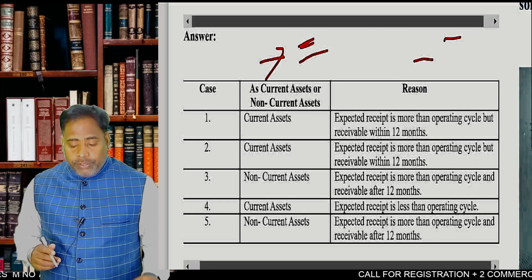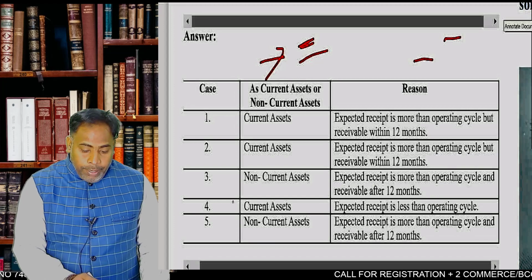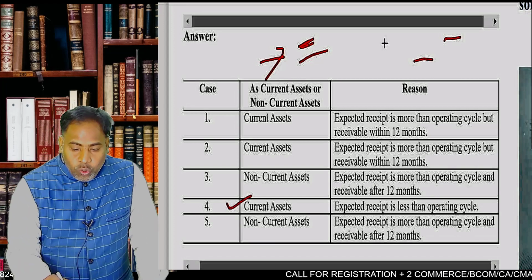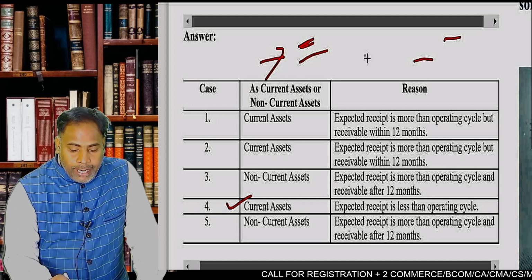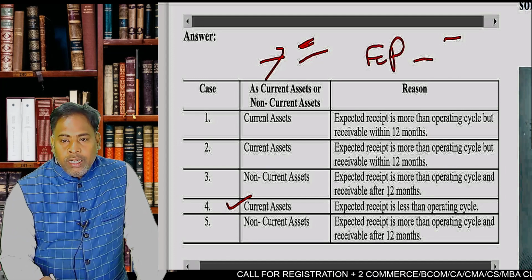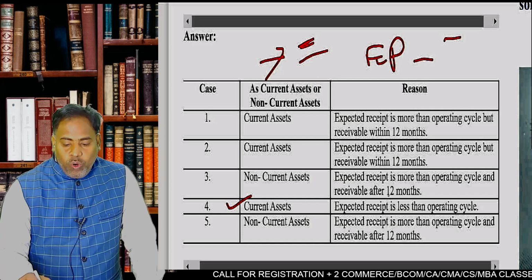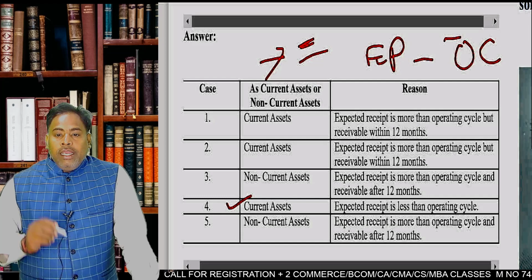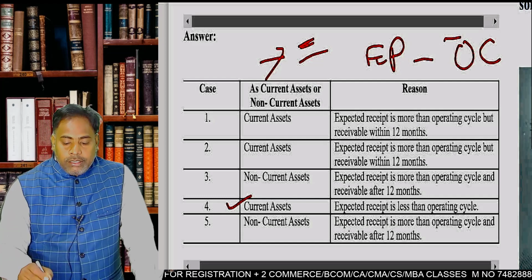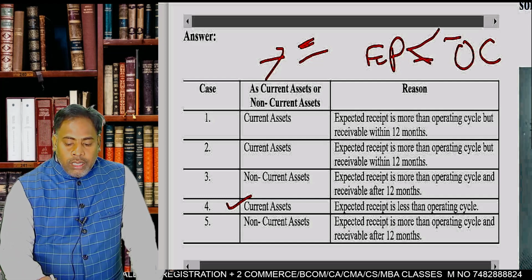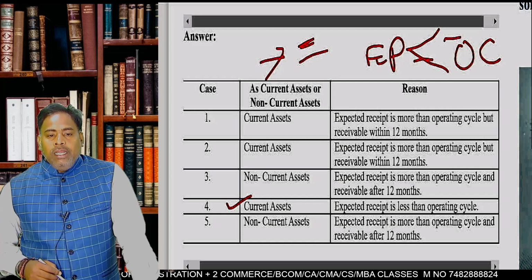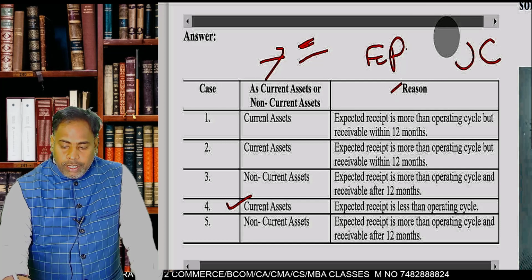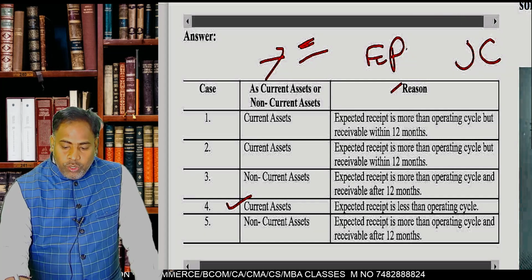Please don't confuse this. Generally students make mistakes here. You need to compare the operating cycle and the expected receipt. Here the expected receipt is less than the operating cycle. If it is more than the operating cycle, then the scenario will be changed.